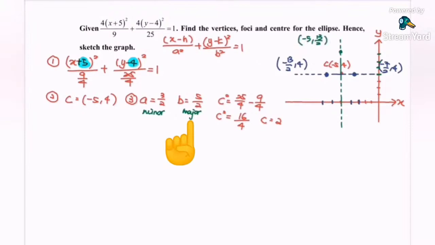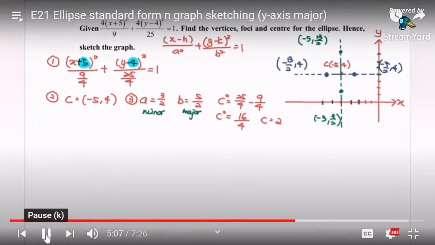Shifting downwards for 2.5 units, so the location will be around here. So the major vertices will be -5 and then 4 minus 2.5. So the answer will be 3/2. So basically, that will be the graph. So kindly sketch the graph.